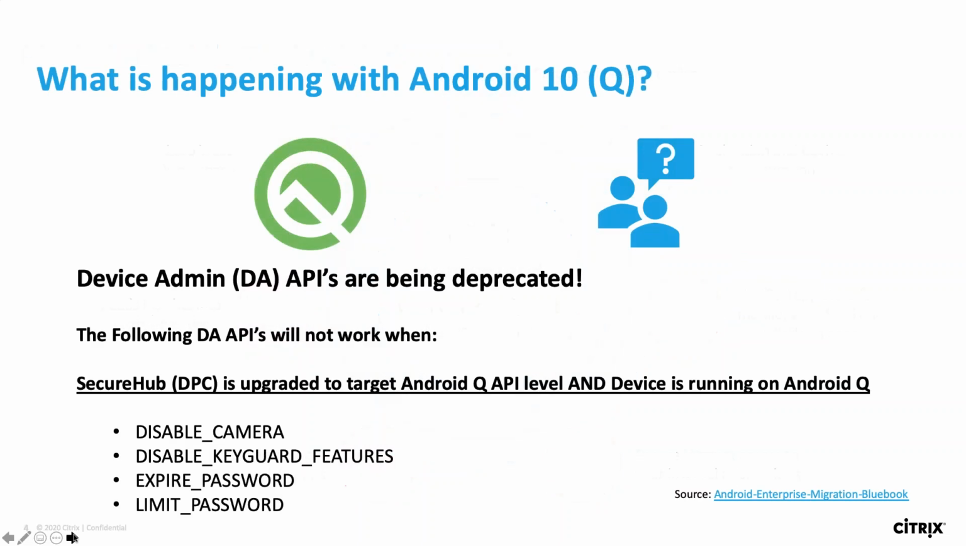So we want to emphasize again what Corey mentioned in his presentation of what's happening with Android 10. We're really focusing on this application and device configuration component of Citrix Workspace, and emphasizing to our user community that's leveraging Citrix Endpoint Management that device admin APIs are being deprecated. And we are going to have some issues with certain APIs such as disable camera, disable keyguard features, as well as expire password and limit password on devices running Android Q once the DPC, which is of course Secure Hub, is upgraded.